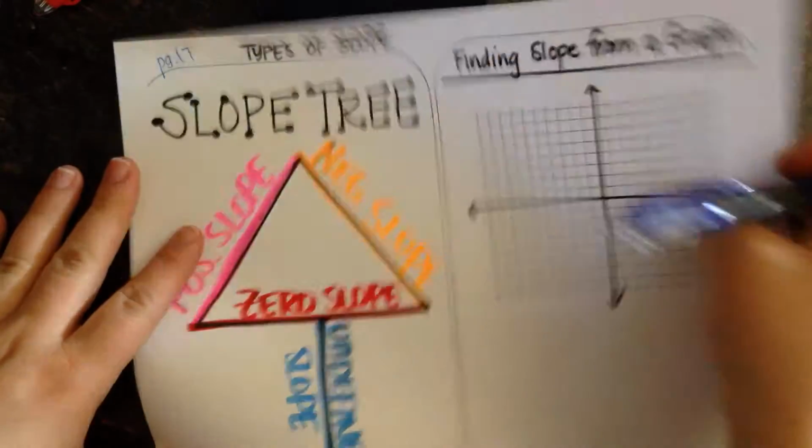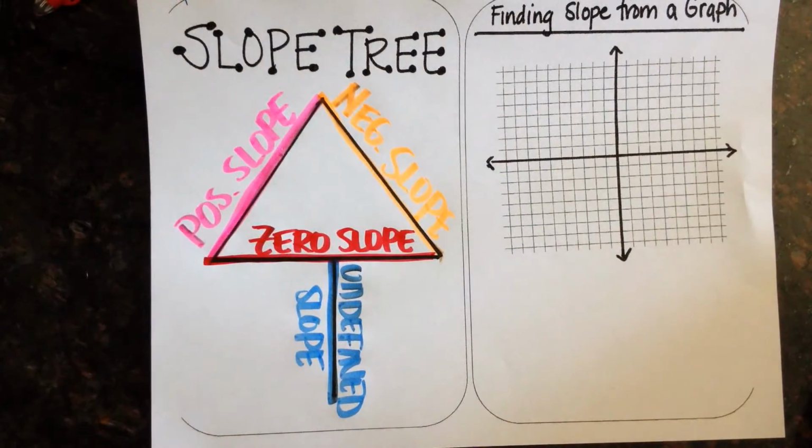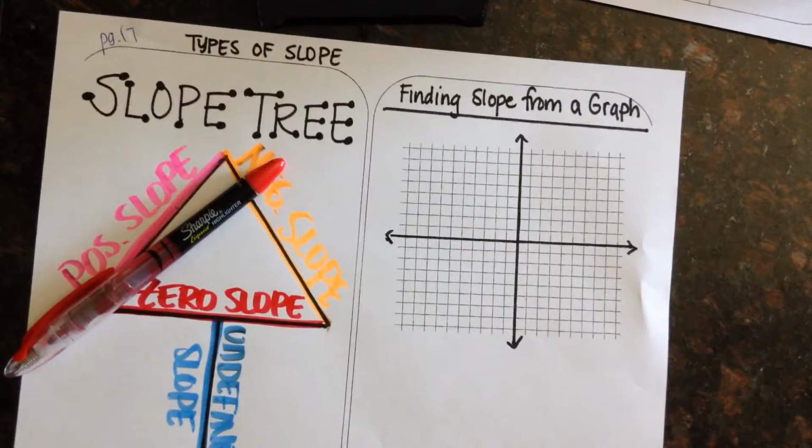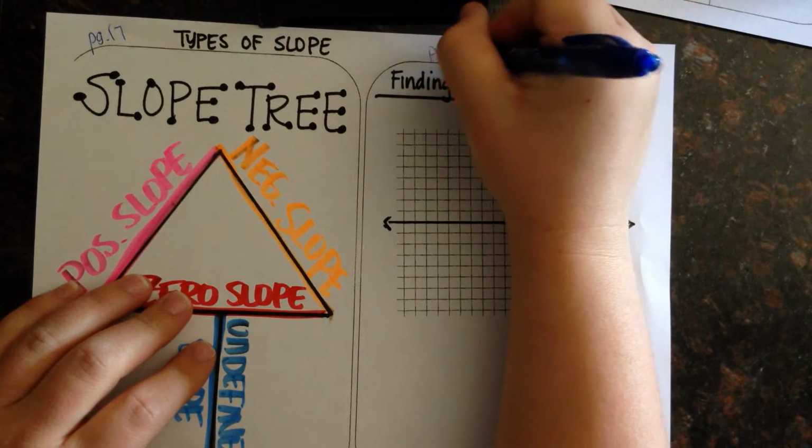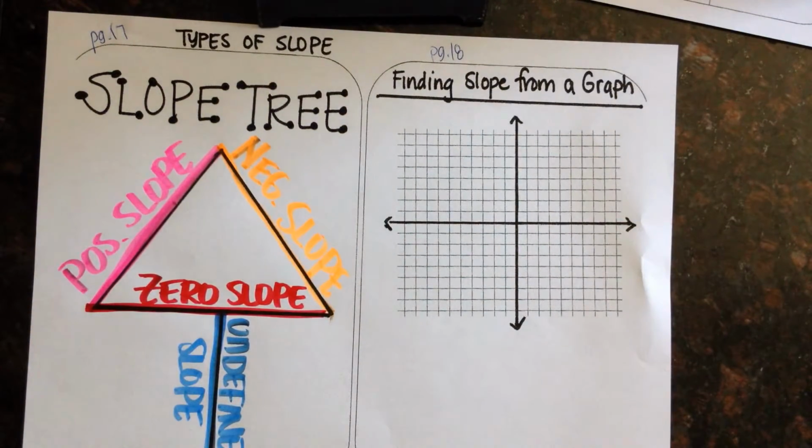Okay, so those are the 4 different types of slopes that we're going to be working through. Okay, so we're moving right along. The next page that we're going to put in our notebook, this is going to go on page 18, and this is finding slope from a graph.